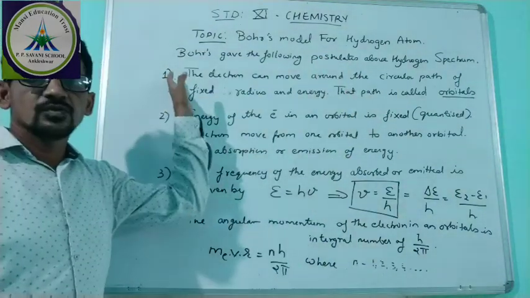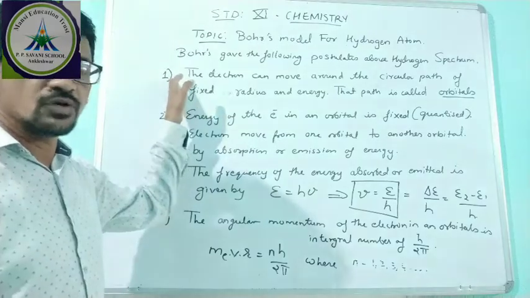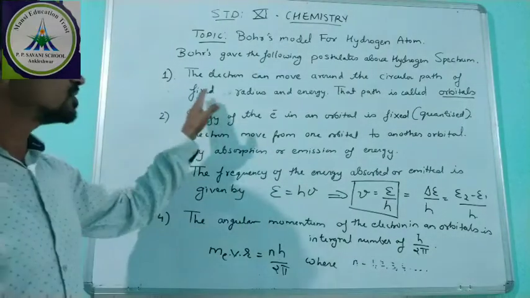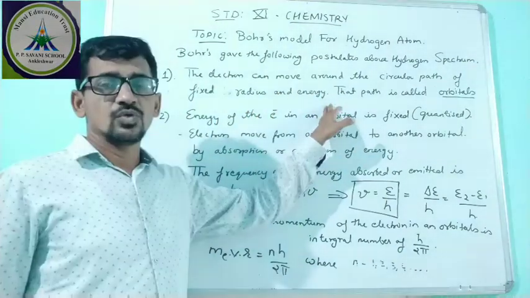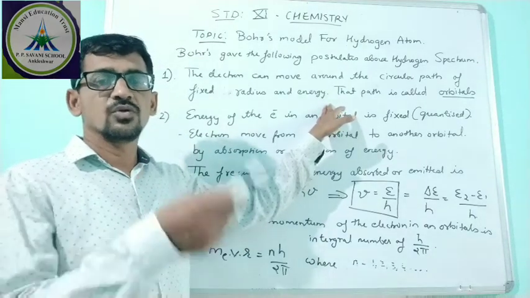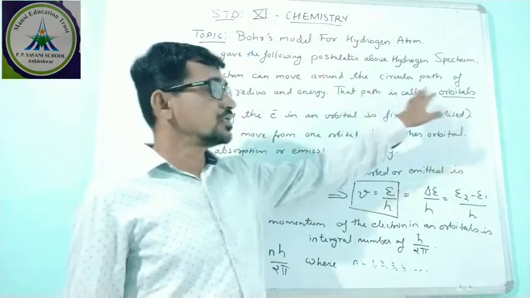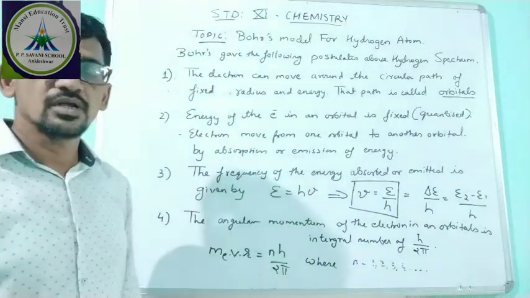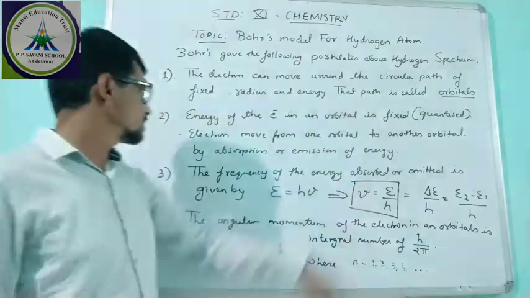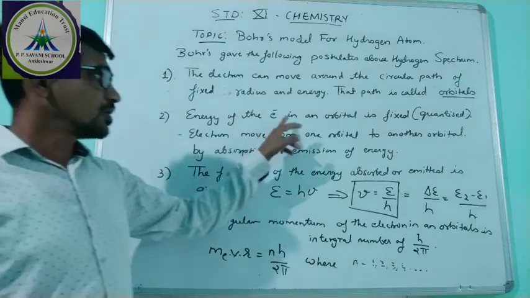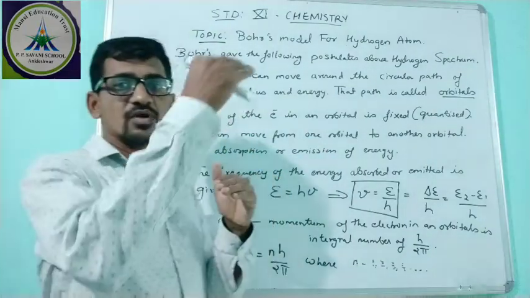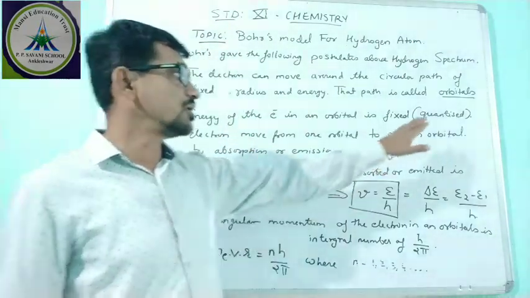In postulate number 1, the electron can move around a circular path of fixed radius and energy. So the electron can revolve around a particular fixed path around the nucleus. That fixed path is nothing but an orbit. Its radius is fixed and the energy is also fixed. Second, the energy of the electron in an orbit is fixed, that is, quantized. Each orbit has a different energy level and each level is quantized.